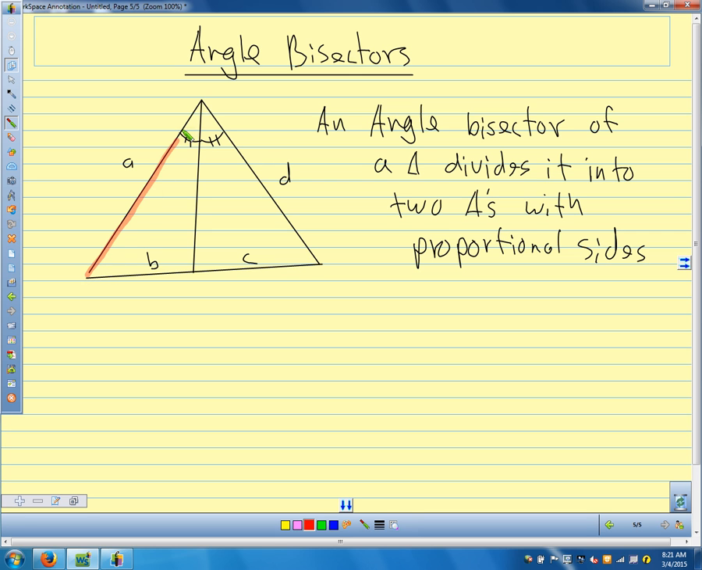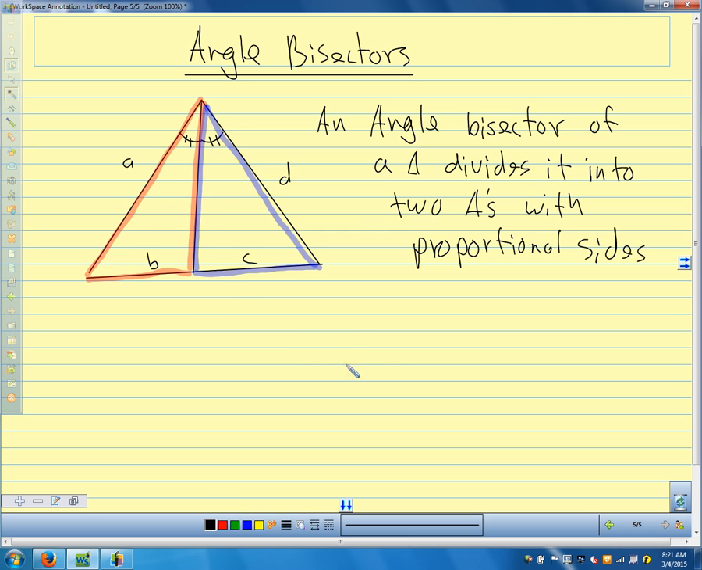So the two triangles we're looking at, I'll highlight them here. There's my red one, and there's my blue one. So there's my two triangles that the angle bisector divides the bigger triangle into, and the theorem tells us the sides are proportional. So what proportion could I write for these two triangles? I'll start. A over B equals D over C. Perfect. I could also write A over D equals B over C.